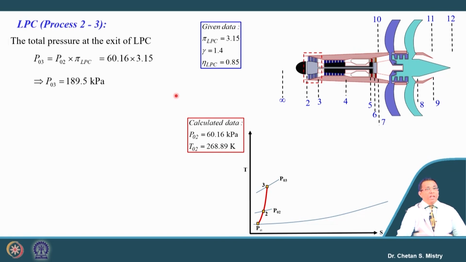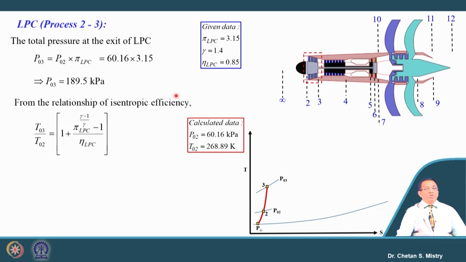We can correlate our temperature with the pressure ratio as well as the efficiency. So, let us put that equation. If we have information about the pressure ratio and efficiency, we can calculate our outlet temperature from the LP compressor, and this temperature comes to be 391.61 Kelvin. Be careful in terms of unit.